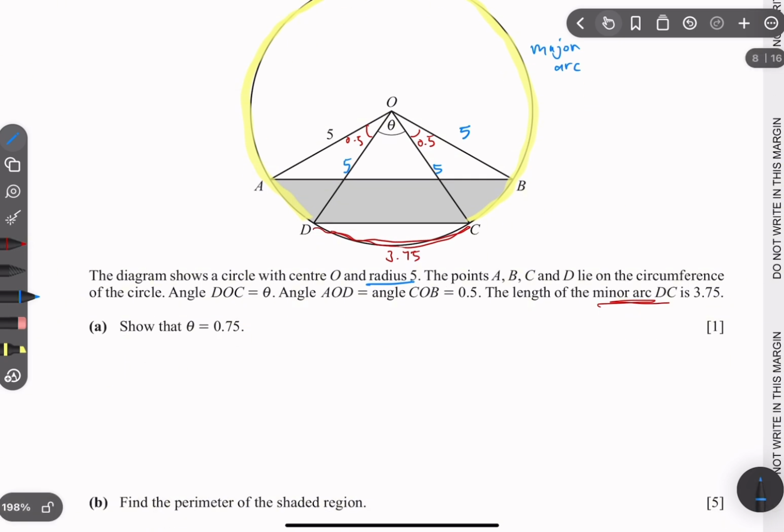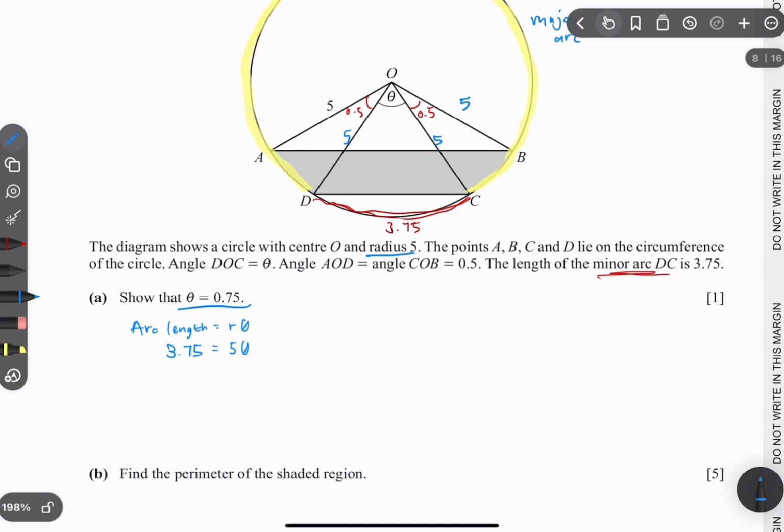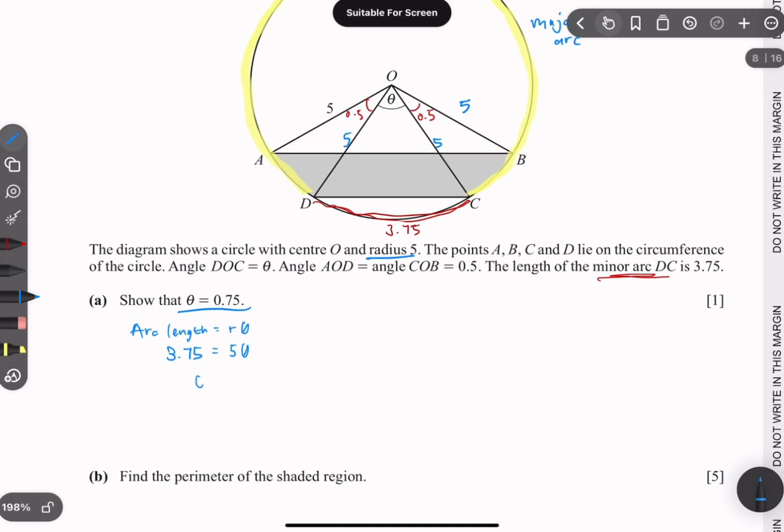Okay, so we can use arc length to prove that theta equals 0.75. And the formula for arc length is r times theta. And since we know the r is 5, and theta we don't know, and arc length is 3.75, then we can just solve for theta.